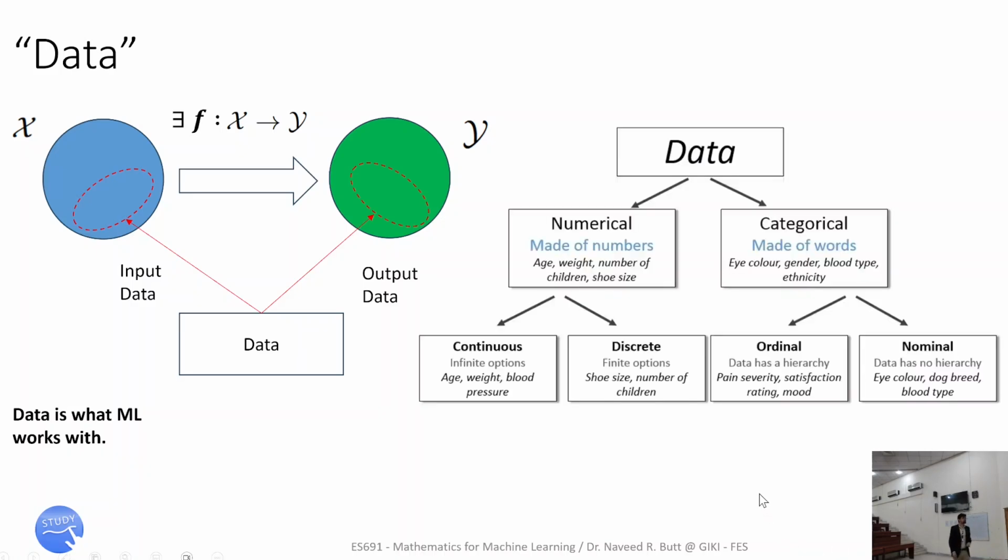And data can be in different forms. It can be numerical, it can be categorical. Within numerical, it can be continuous, discrete, ordinal, nominal. So I'll let you read that on your own, just to give you a comprehensive idea.